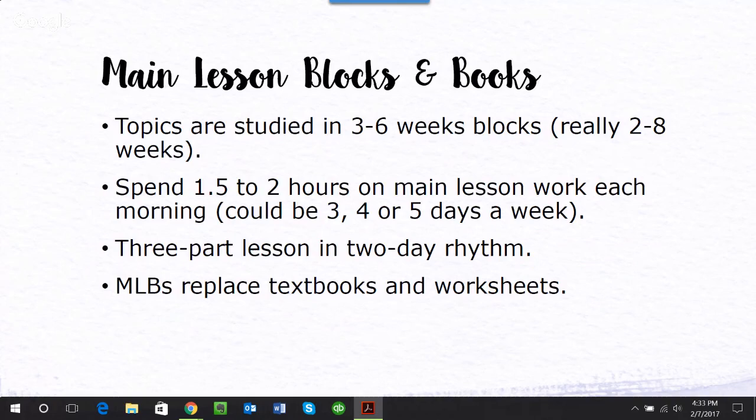Main lesson books then are a replacement really for textbooks and those dreaded worksheets. So that's main lesson blocks and books.